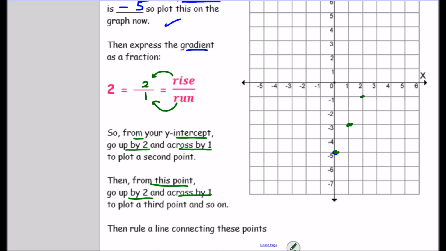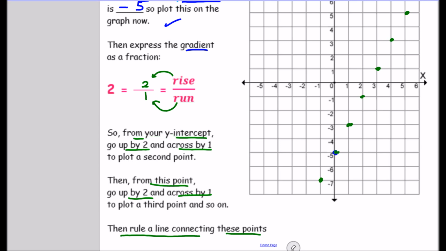And plot a third point. So see, I went up by 2, across by 1, and so on. Up by 2, across by 1, up by 2, across by 1. Magic. We can similarly, from the y-intercept, go down 2, across 1 to continue on the pattern. Now rule a line connecting these points.